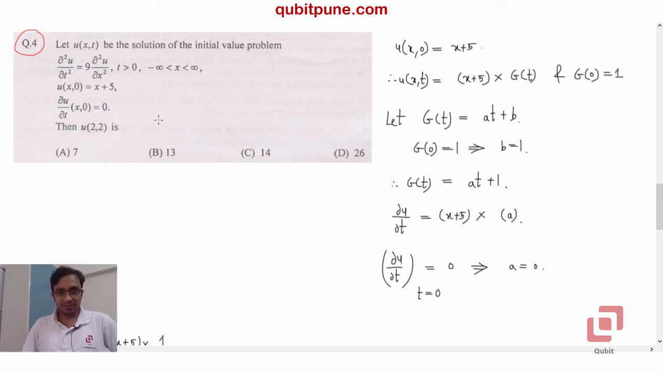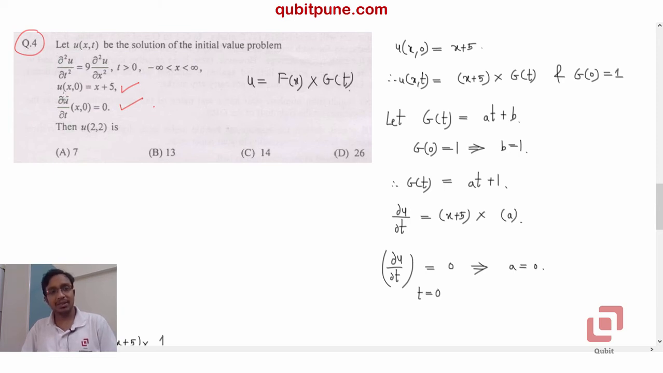Now there isn't much information given here. We are only given 2 different conditions, and both of them happen to be the initial conditions, right? u of x comma 0 is x plus 5, and partial u by partial t at x comma 0 is equal to 0. Okay, so what I have done is, I have assumed that the solution of this differential equation is in the variables separable form. That is, I can write u as f of x into g of t.